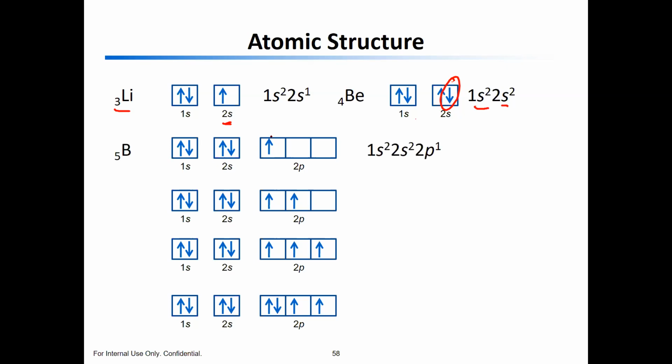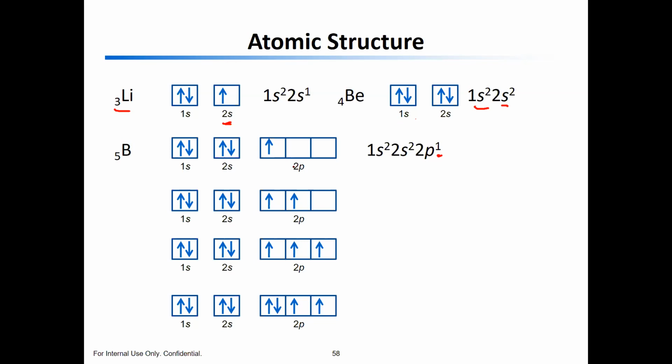The next one, what's after beryllium? Boron. 5 electrons. So here we have 4 electrons. They're all full. So where's the 5th electron going to go? To the 2p. It goes right there. 1s2, 2s2, 2p1.